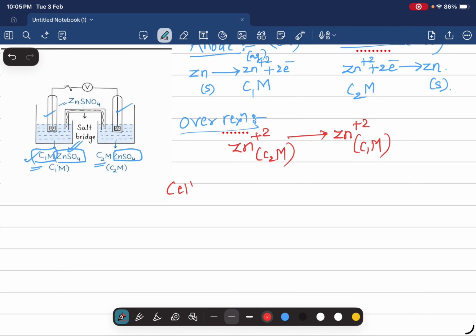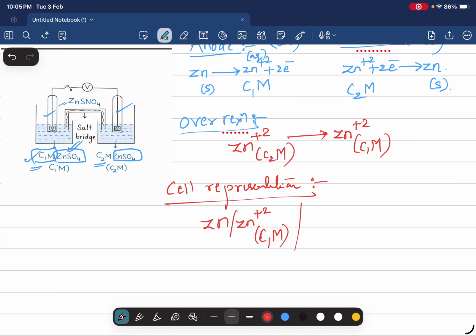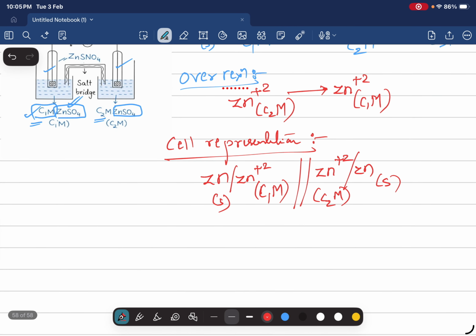Now the cell representation will be: Zn converted into Zn2+ at the anode, with C1 concentration, then the salt bridge in the middle. At the cathode, Zn2+ is converted into Zn, with C2 concentration, and solid. That's how we can represent it.